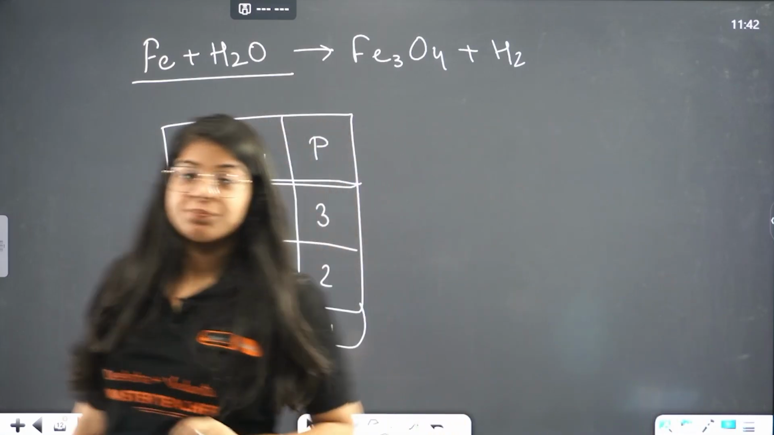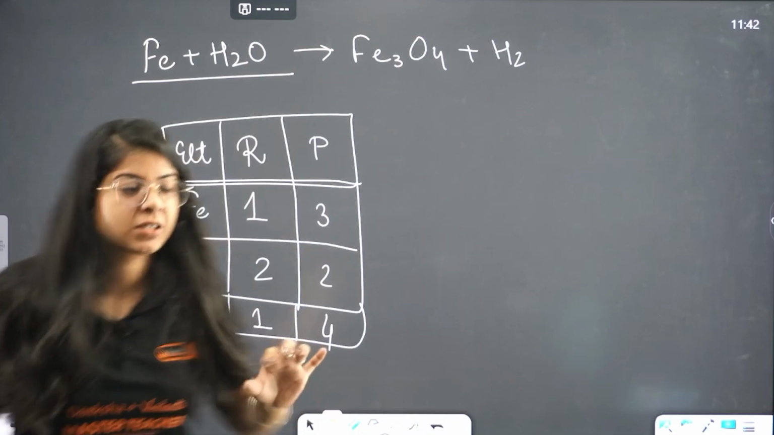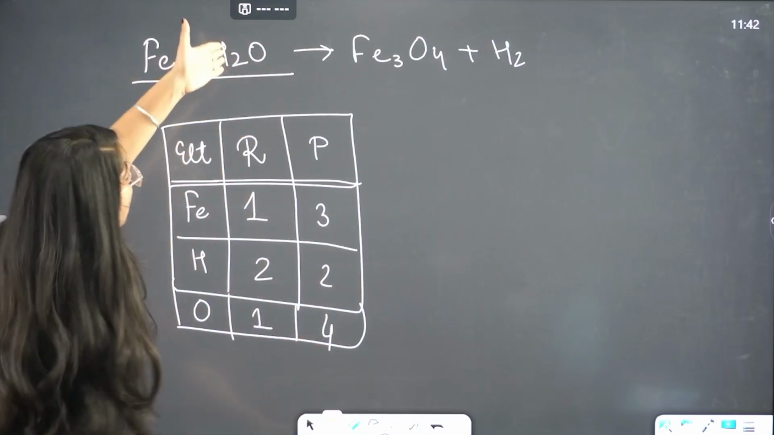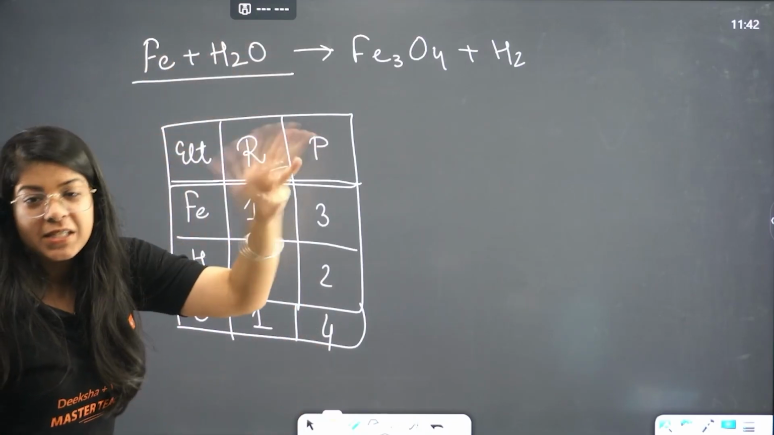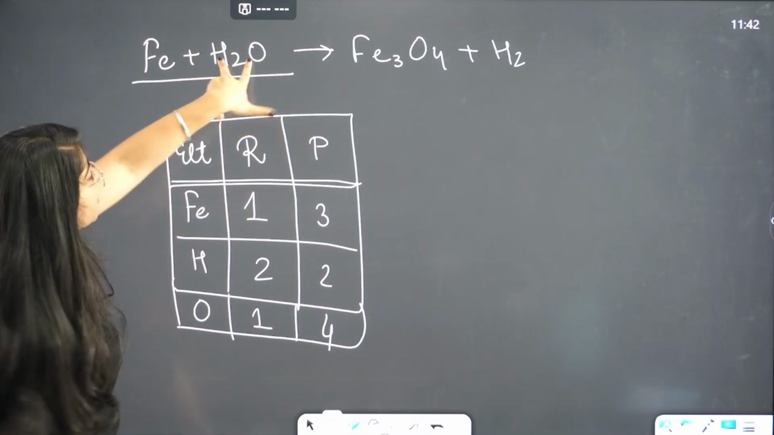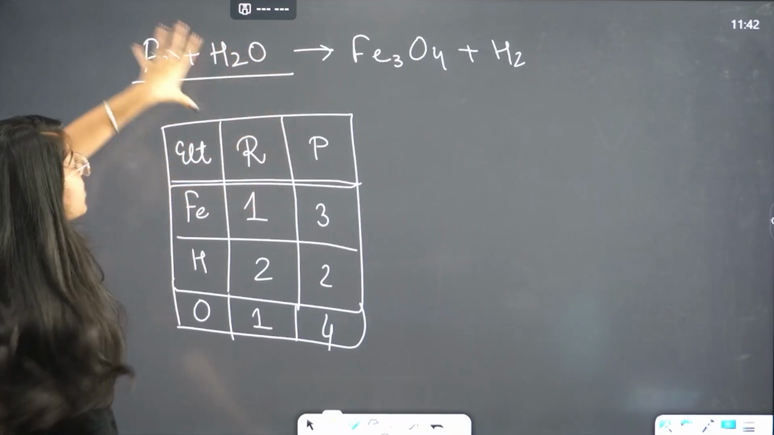Now what should I do? I will balance metals first. Out of these, H and O are non-metals, and here there are no other non-metals, so it is very easy. So H and O I will balance after. First I will balance iron.